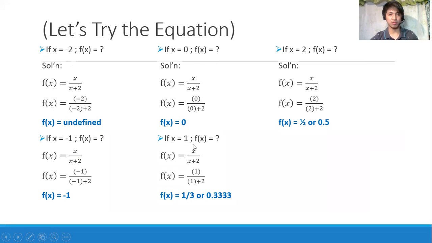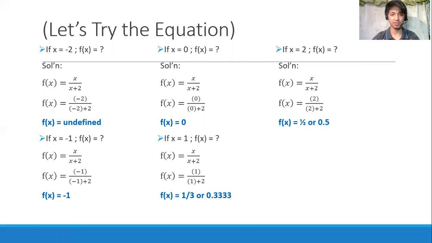If x is equal to 1, what will be the value of f of x? F of x is equal to 1 over 1 plus 2. Then 1 divided by 3 is equal to 1/3 or 0.333333. Then if x is equal to 2, what will be the value of f of x? F of x is equal to 2 over 2 plus 2. That will give you 2 over 4. Get the lowest term, which is 1/2. Transform it into decimal form, and you will get 0.5.